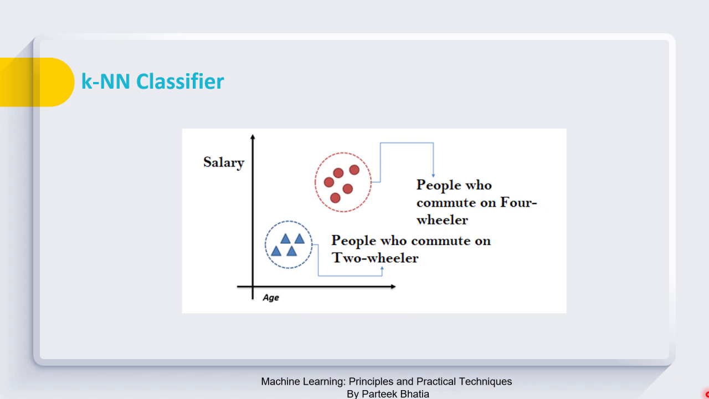K nearest neighbor is commonly known as KNN classifier. In order to understand its working principle, we are going to consider the same dataset that we used during naive Bayes classifier. Here we have collected the data of employees of an organization. We labeled this data in two classes: employees who commute to the office on four-wheeler and those who commute on two-wheeler. We have labeled this dataset on the basis of age and salary of the employees.